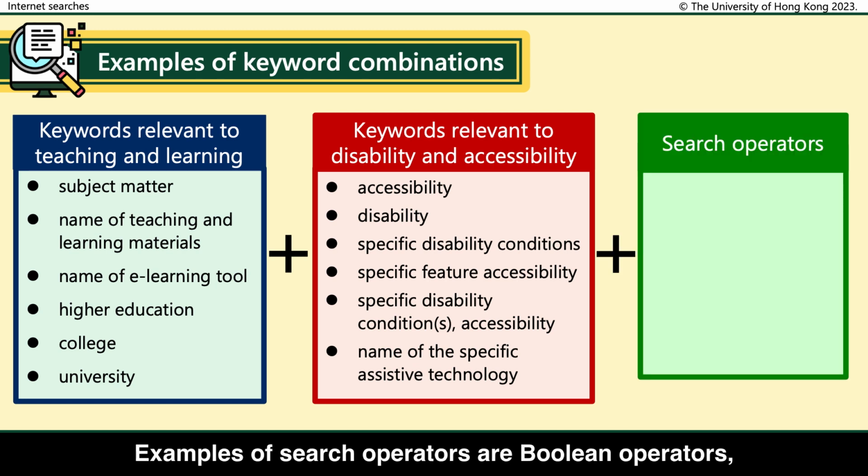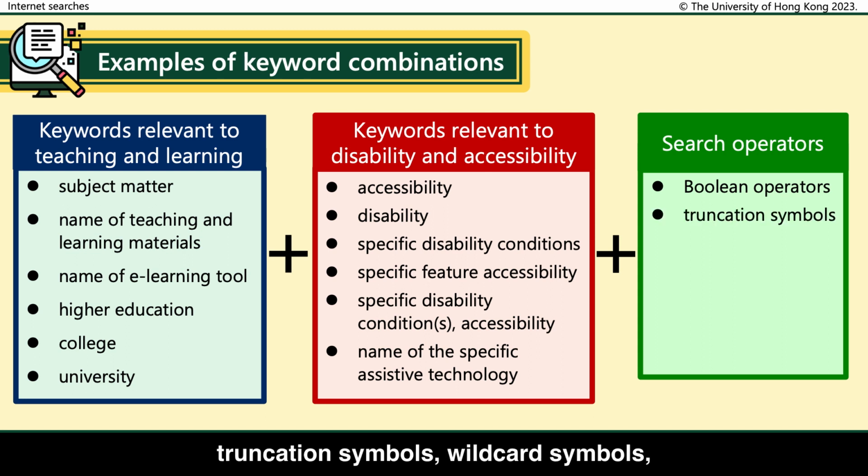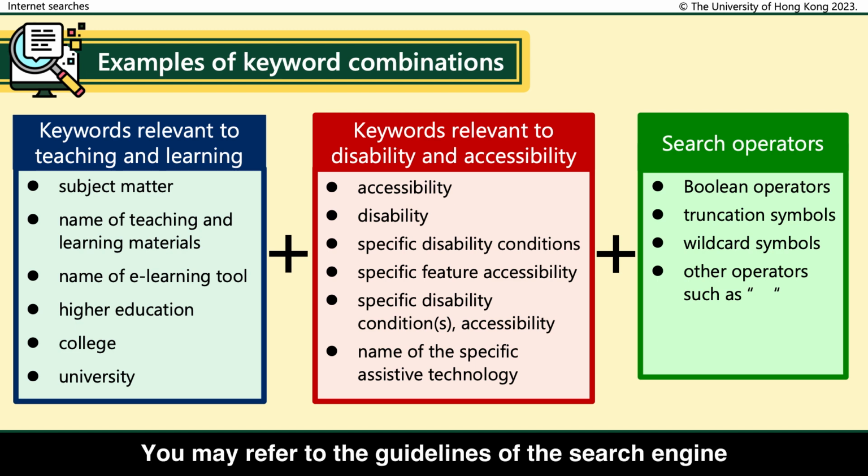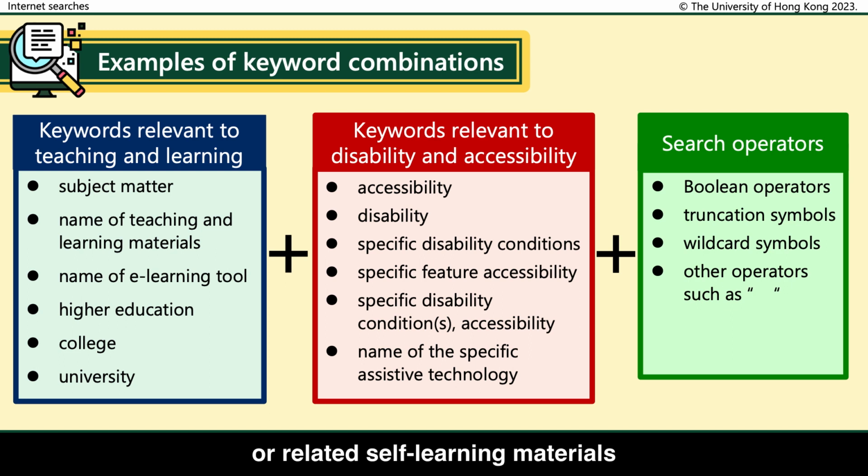Examples of search operators are Boolean operators, truncation symbols, wildcard symbols, and operators such as quotation marks. These operators are very useful to help you refine your search and obtain more relevant results. You may refer to the guidelines of the search engine or related self-learning materials published by your university library.